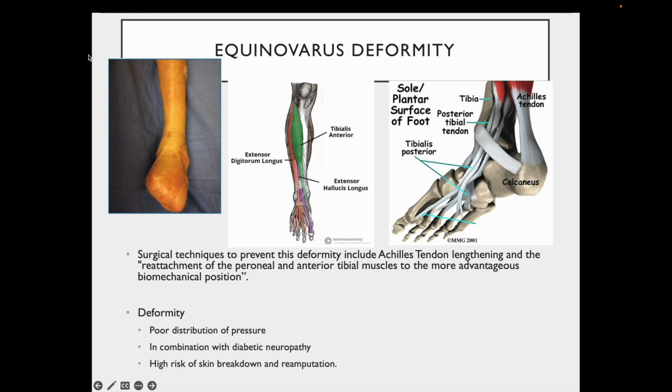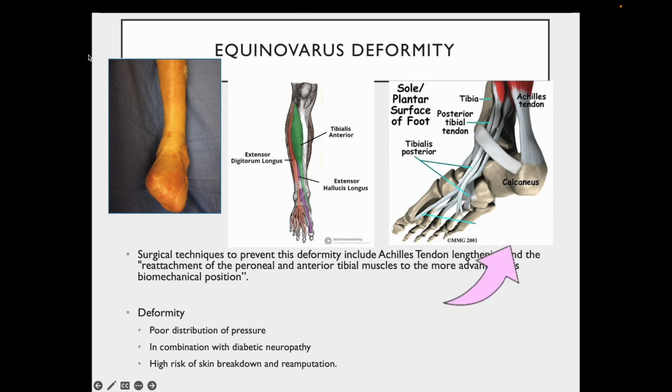If we look at the picture here in the middle, this demonstrates our dorsiflexion compartment. In green, we have the tibialis anterior, which attaches to the medial side of the foot. And this is a strong dorsiflexor and inverter. In red, we have extensor digitorum longus, which attaches to the toes, and this helps with dorsiflexion and foot eversion. In purple, we have extensor hallucis longus, which attaches to the big toe, and again, this helps with ankle and toe dorsiflexion.